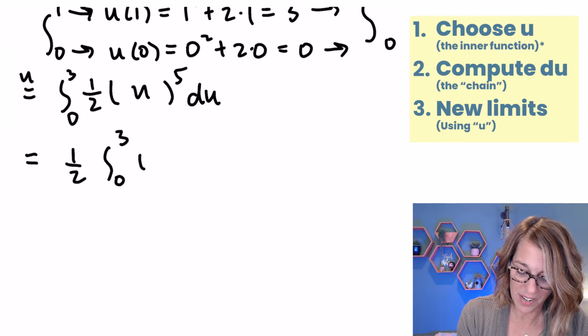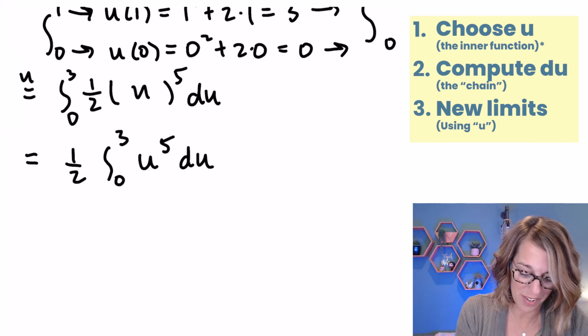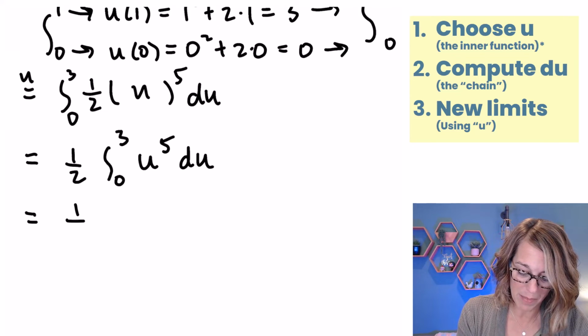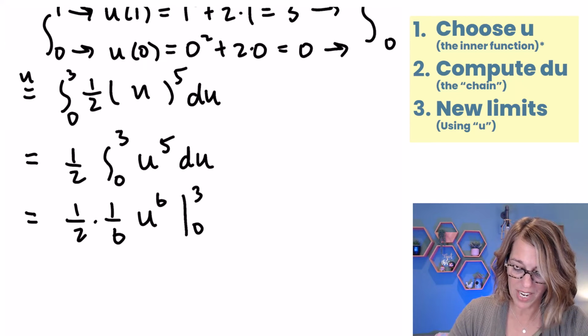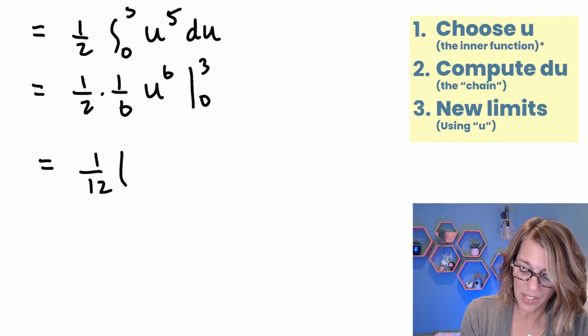The integral of 0 to 3 of u to the 5th du, and I'm ready for that power rule for integrals. So I'm going to raise that power to the 6th power and then multiply by the reciprocal 1/6, and I get a u to the 6th evaluated from 0 to 3. So what we really end up with here is a 1/12. So I've got 1/12, and then that u to the 6th.